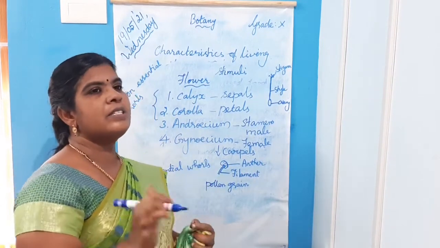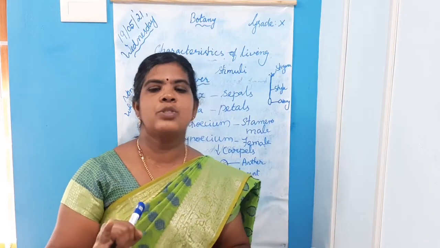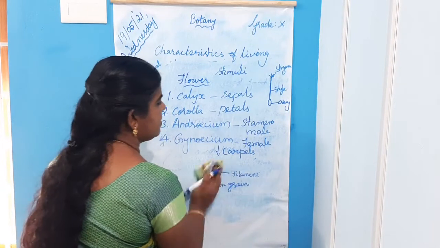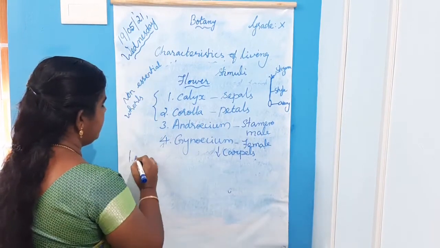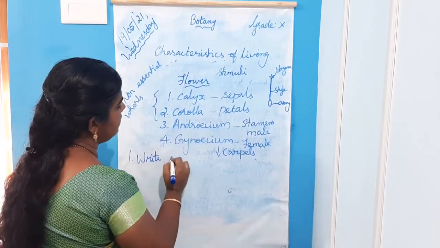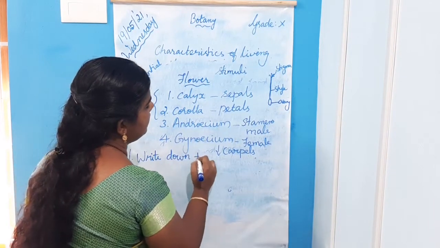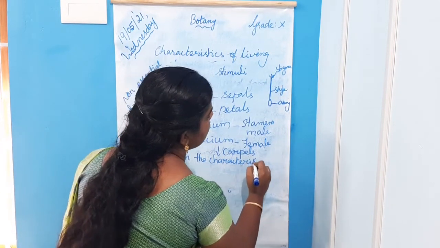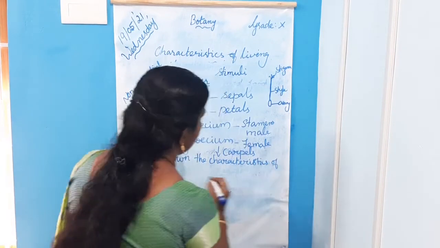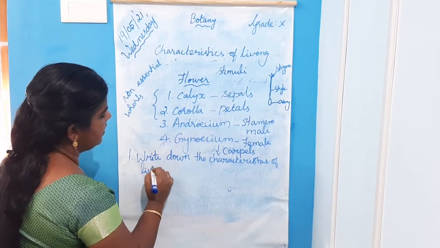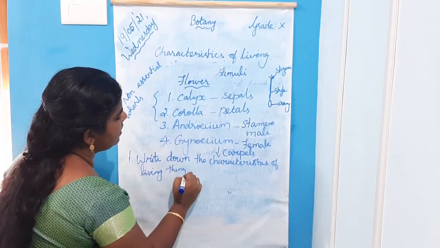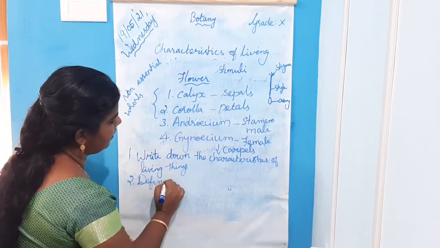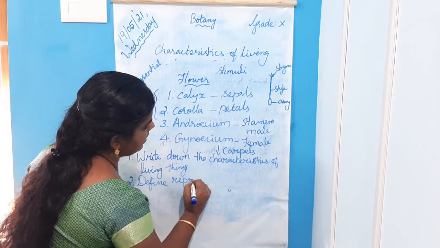Okay, so your first question you are writing: write down the characteristics of living things. Then the second question you are writing: define reproduction.